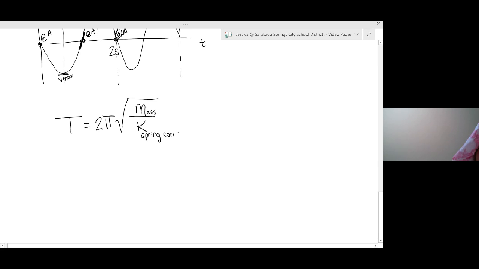Some important things to realize is that the period is not directly proportional to the mass. The period is proportional to the square root of the mass. Okay, and I think we did this as a lab. So if you double the mass, you're not going to have twice the period. Instead, you would have a square root of 2 times the period.